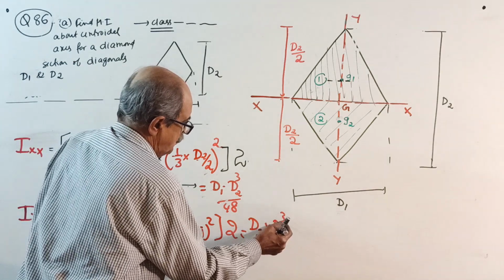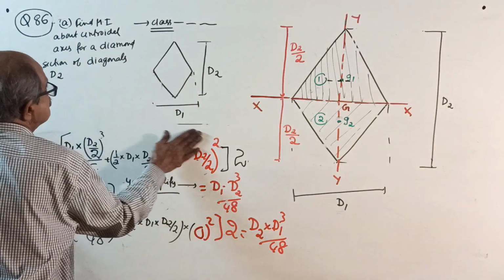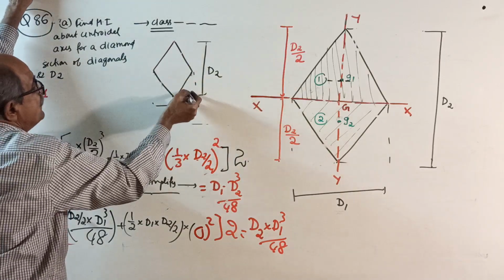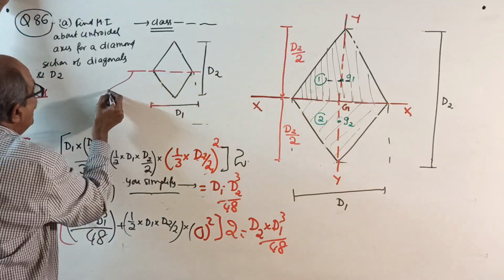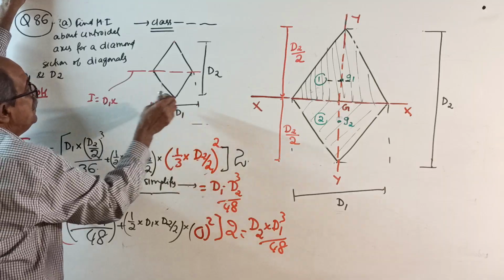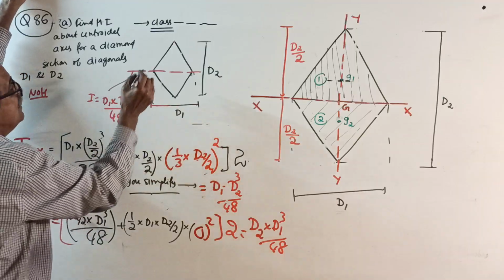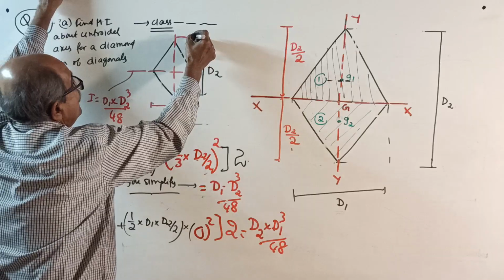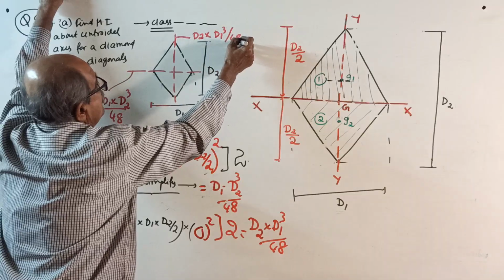d2 into d1 cube by 48 is the answer. Now, make a note, if you can remember it. For a diamond section with one diagonal d1 and the other d2, if you want I about this axis, it is the parallel diagonal d1 into the perpendicular diagonal d2 cube by 48. In the same way, if you want I about the other axis, it is the parallel diagonal d2 into the perpendicular diagonal d1 cube by 48. Remember it.